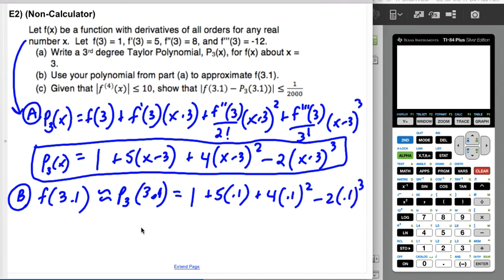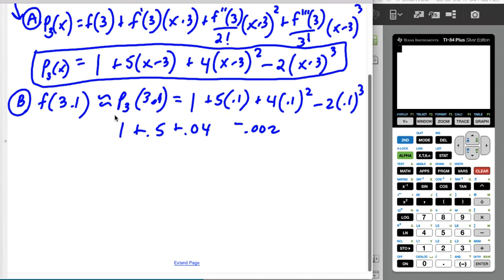So I get that this is a 1 plus a 0.5 plus a 0.04, because this would be a 100th, minus a 0.002, because that would be a 1,000th. So I'm going to put all these guys together first, and I'm going to get that this is 1.54, and then I'm subtracting 0.002.